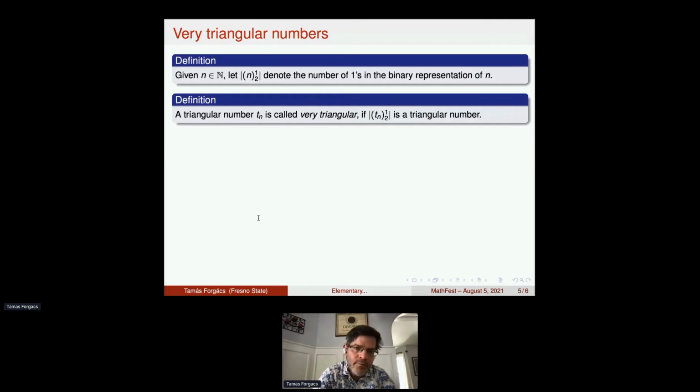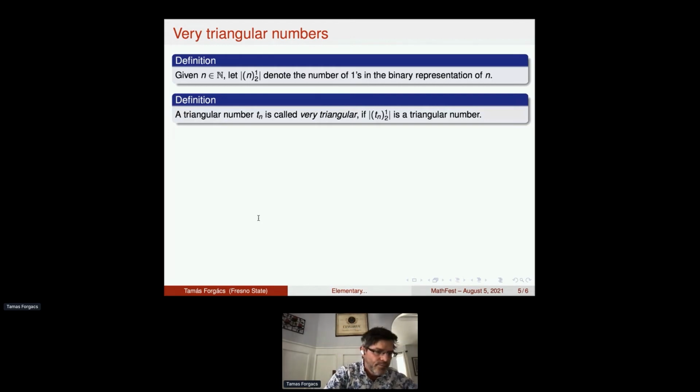So a triangular number, we all know what triangular numbers are. A very triangular number is a triangular number whose binary representation contains a triangular number of ones. It's a mouthful, right? But you take a triangular number, you look at its binary representation, and you count the number of ones. If that count is also a triangular number, you have yourself a very triangular number.